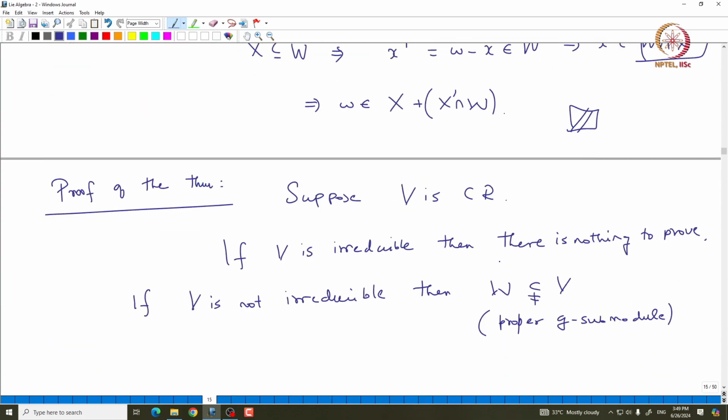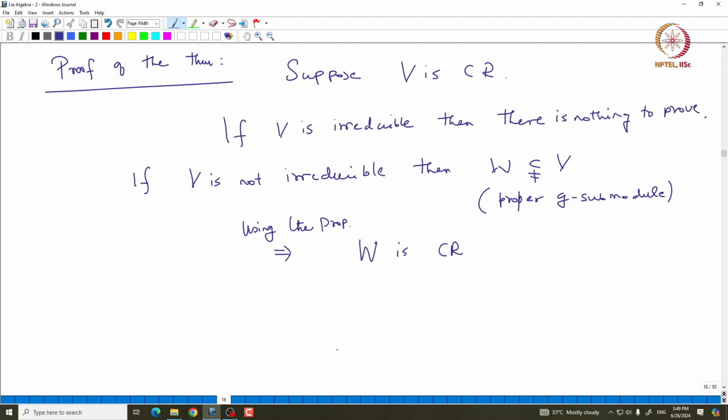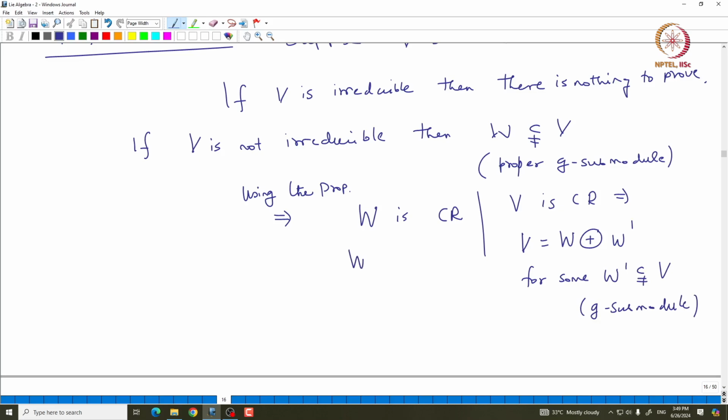Now by an earlier proposition, we can see that W is irreducible. Using the proposition, we can see that W is completely reducible. So, now V is completely reducible, which implies that V can be written as W direct sum W dash for some W dash, which is a proper G submodule. Again by the proposition we can see that W dash is also completely reducible.